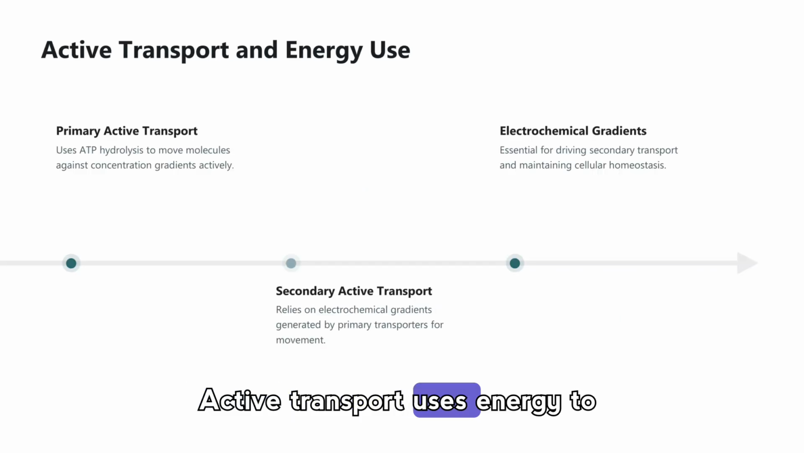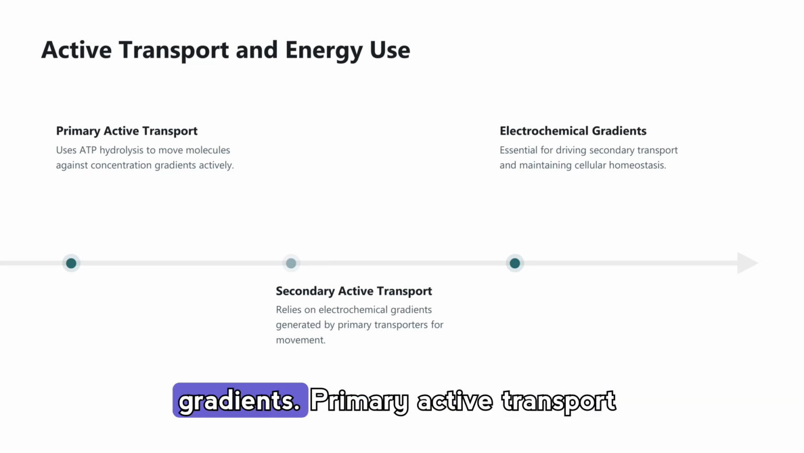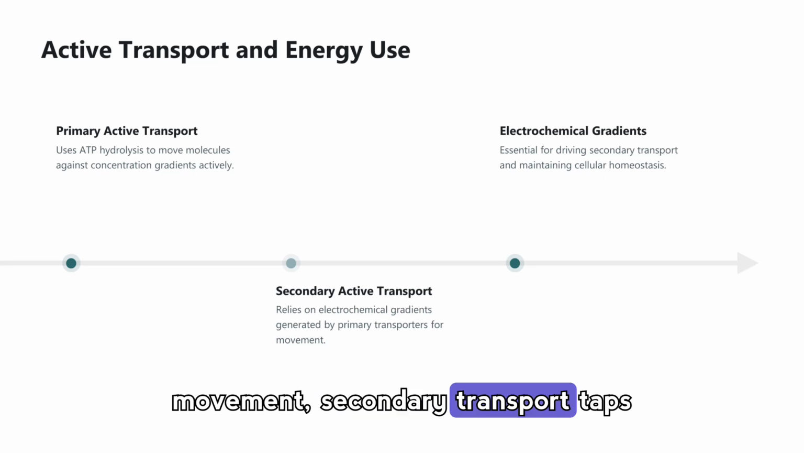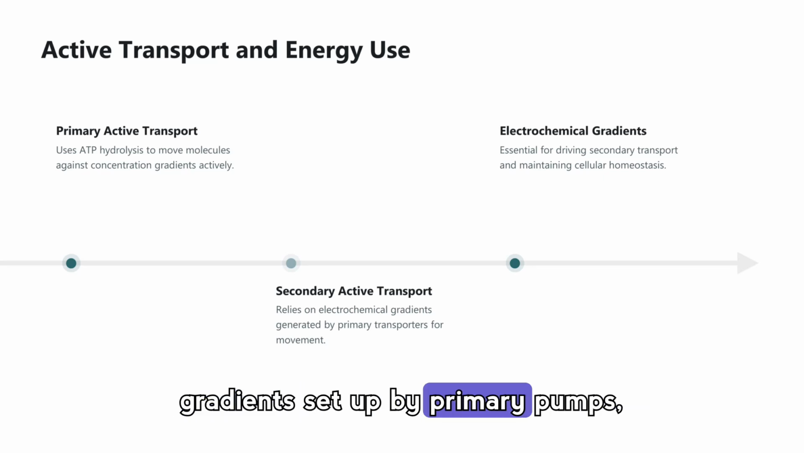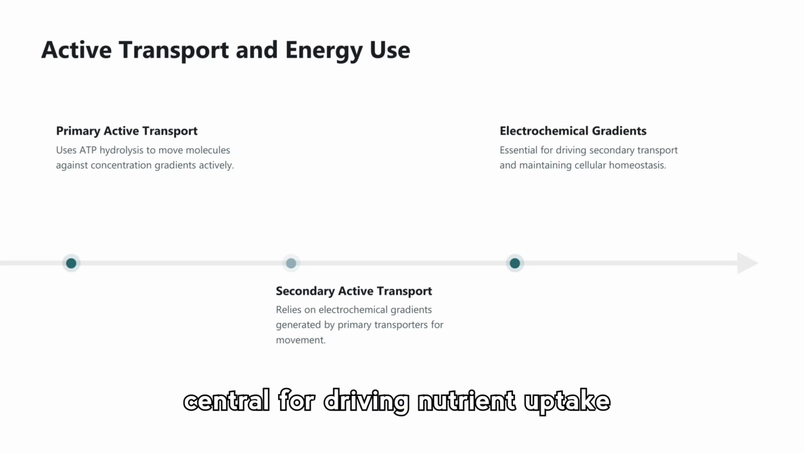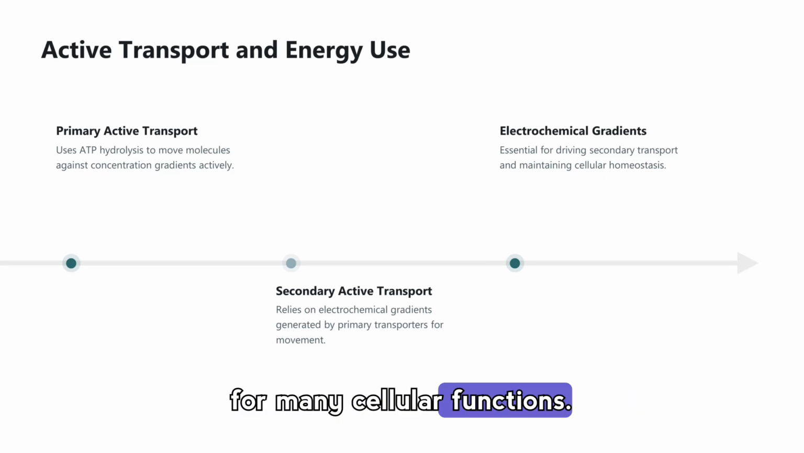Active transport uses energy to move molecules against concentration or electrochemical gradients. Primary active transport directly uses ATP to power movement. Secondary transport taps gradients set up by primary pumps, and electrochemical gradients are central for driving nutrient uptake and maintaining membrane potential for many cellular functions.